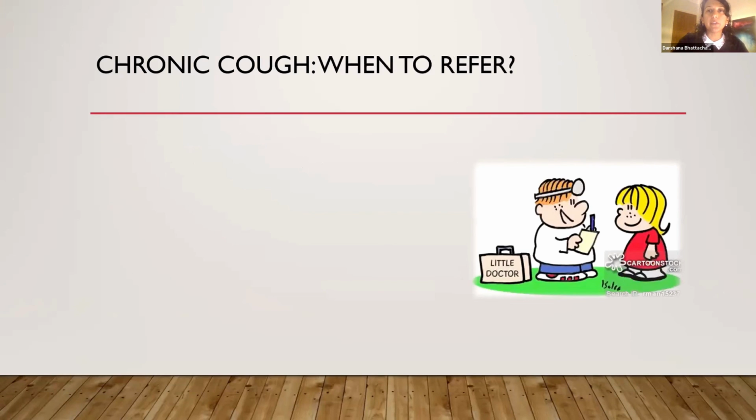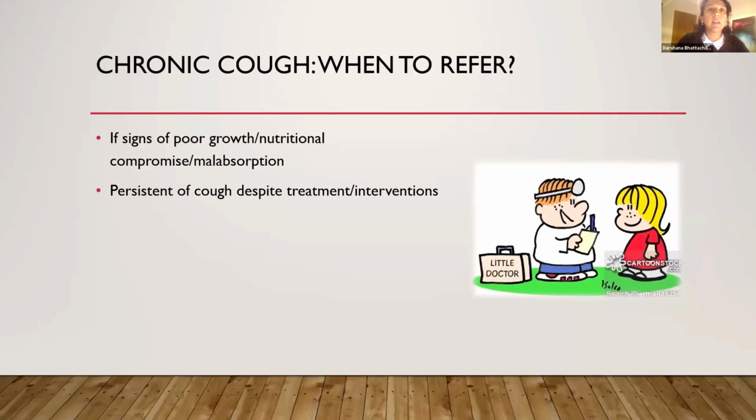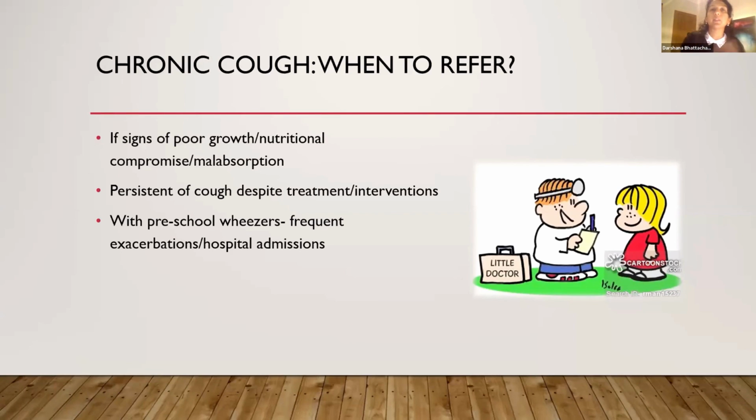And when to refer these children. Obviously, if you have signs of poor growth or nutritional compromise as a result of malabsorption, then this could be a sign of cystic fibrosis, and these children certainly do need to be referred. If the cough persists despite any treatment or interventions. And with preschool wheezers, so the viral induced category, children who are having frequent exacerbations leading to hospital admissions may well require a little bit more intervention. And obviously, if you have any abnormalities in your investigations, that would certainly be a good reason to refer.